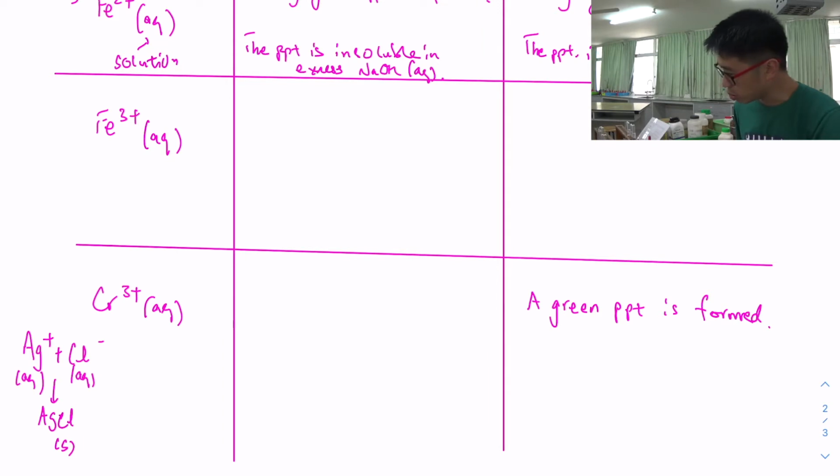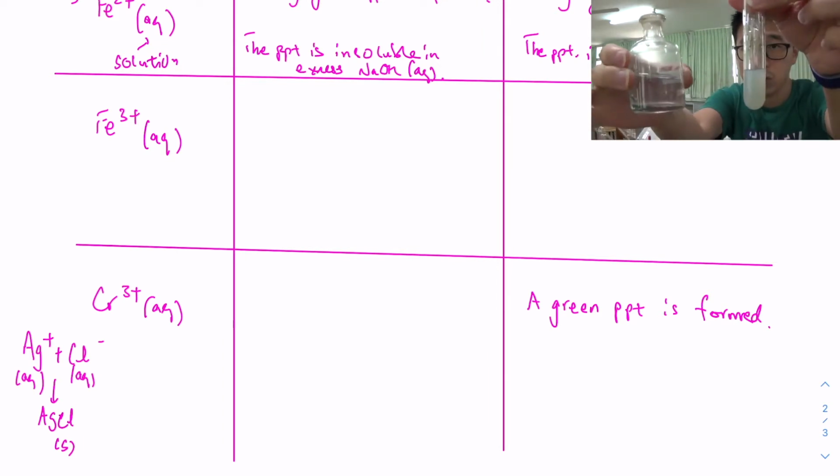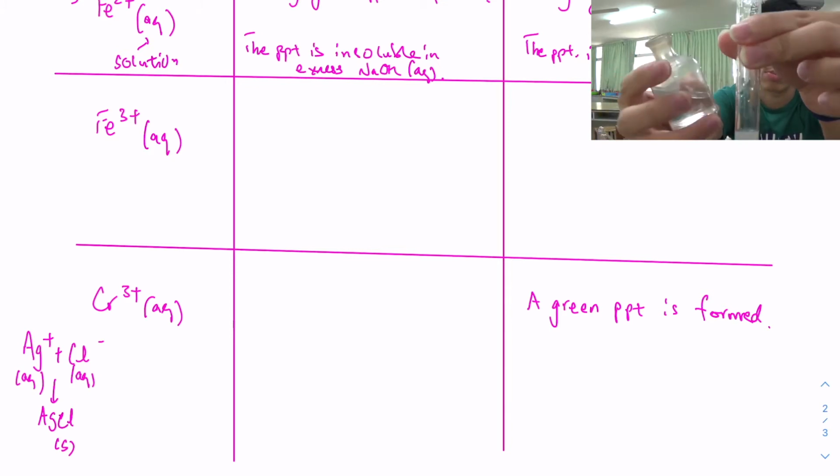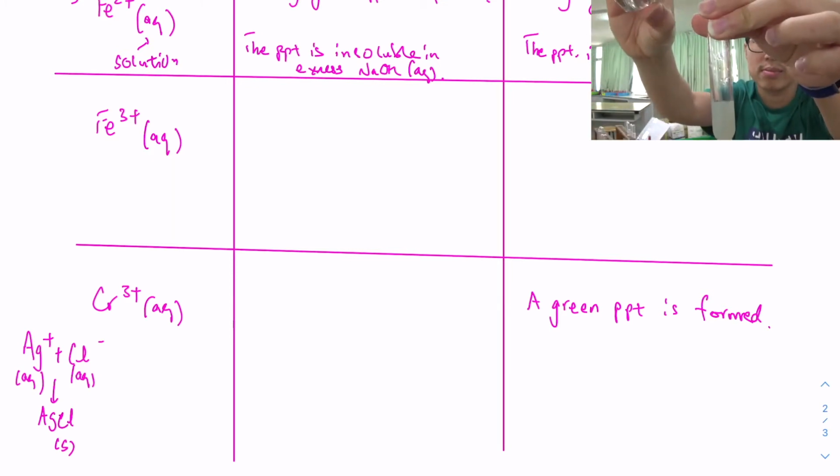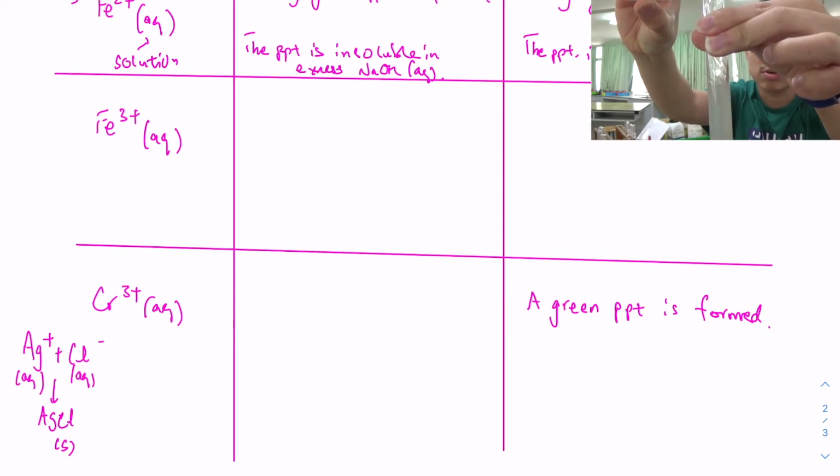The question is, is it soluble in excess ammonia, or is it not soluble in excess ammonia? So I'll add ammonia. Sorry, where's the level? I'll add ammonia to this thing. Is the precipitate soluble or insoluble?